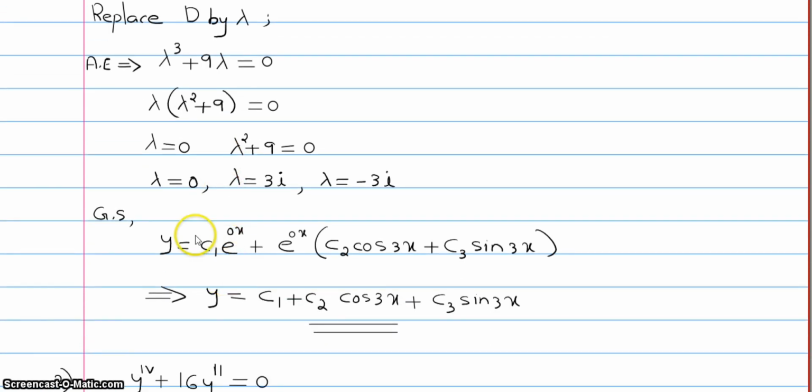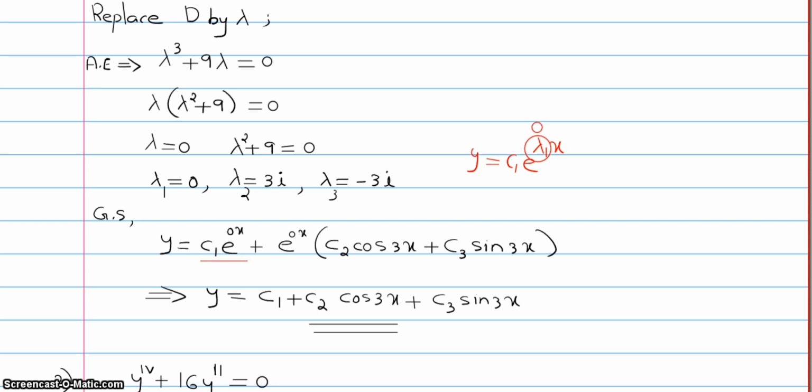Using factorizing, we will get three roots: lambda 1 = 0, lambda 2 = 3i, and lambda 3 = -3i. So one root is real and the other two roots are complex numbers. So we can use the form: for the real root, we will use c1 e^(lambda 1 x). So replace this lambda 1 as 0.